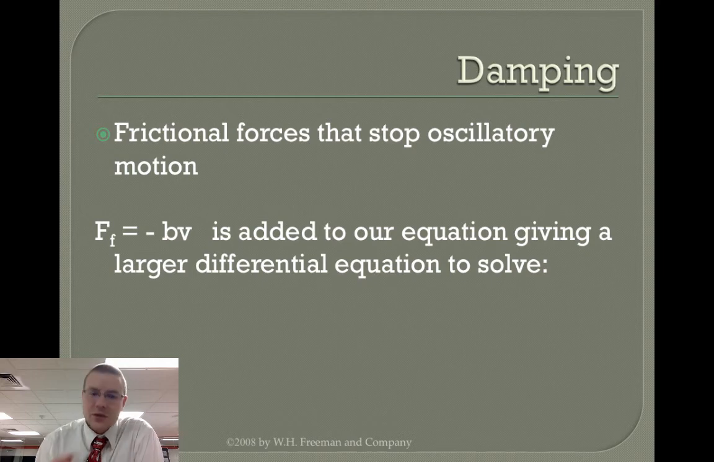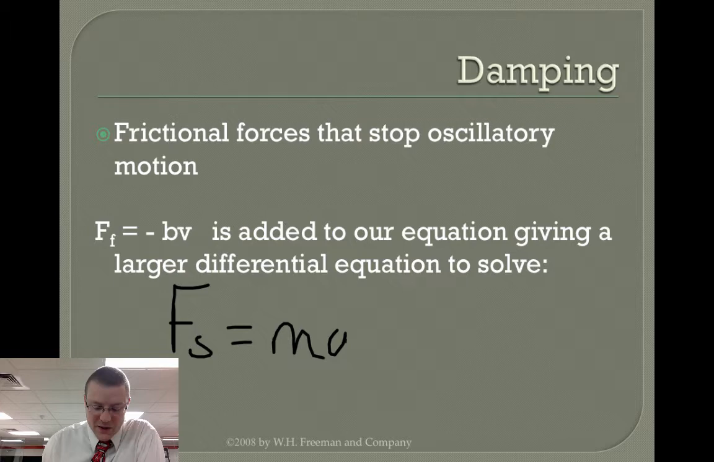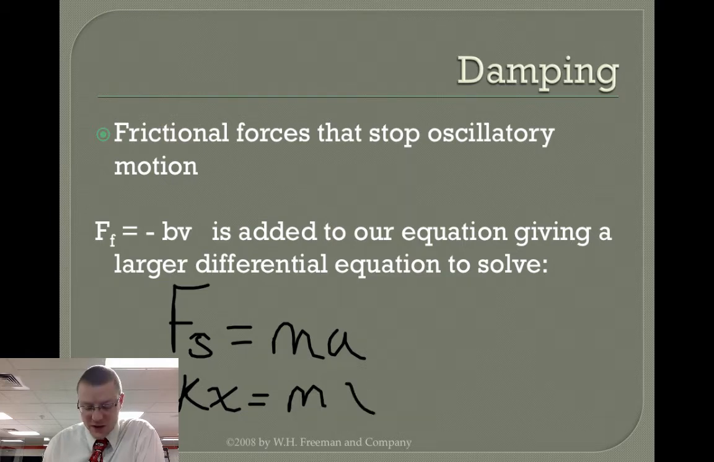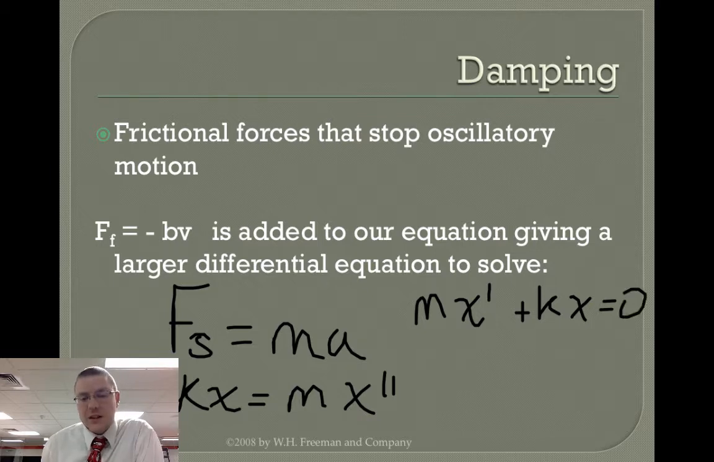Simple harmonic motion was easy. We said that the spring force made our mass accelerate, and the spring force was minus kx. That equals m times acceleration, which is the second derivative of position. And from that, we set up a second order differential equation in class to solve for the position as a function of time. And although that looked complicated, that was simple.